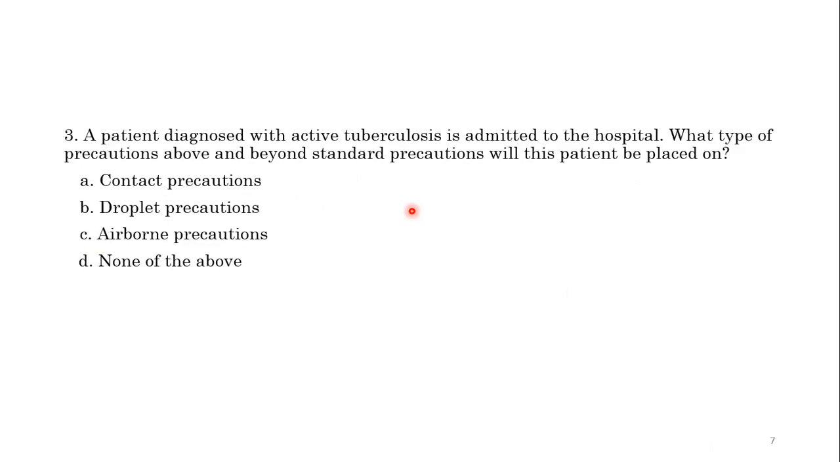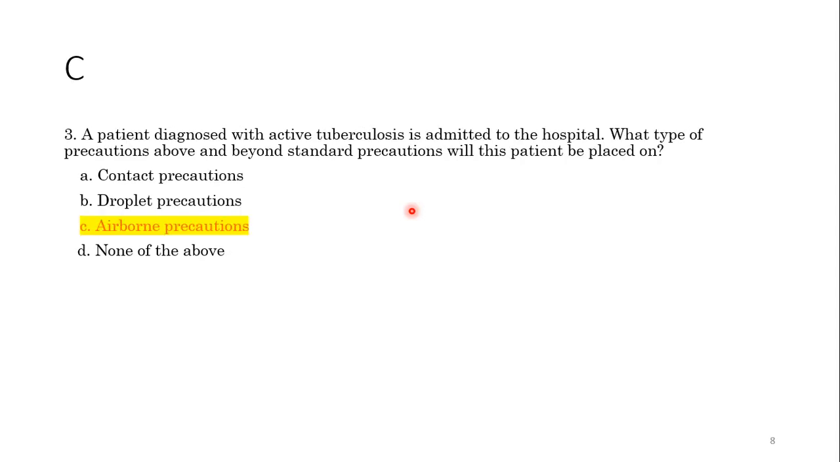Next is number three. A patient diagnosed with active tuberculosis is admitted to the hospital. What type of precautions above and beyond standard precautions will this patient be placed on? A, contact precautions, B, droplet precautions, C, airborne precautions, or D, none of the above? The correct answer is letter C, airborne precautions.